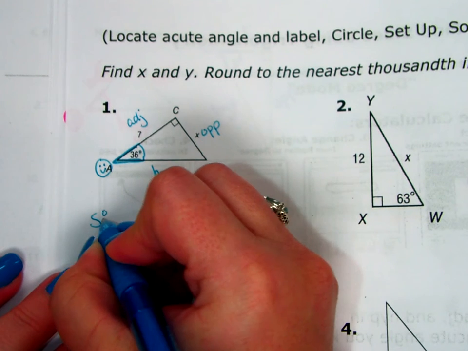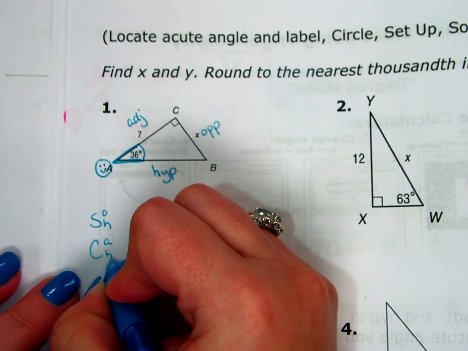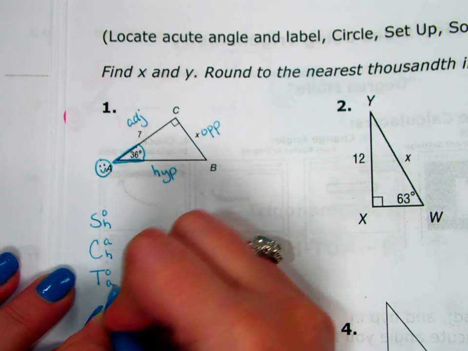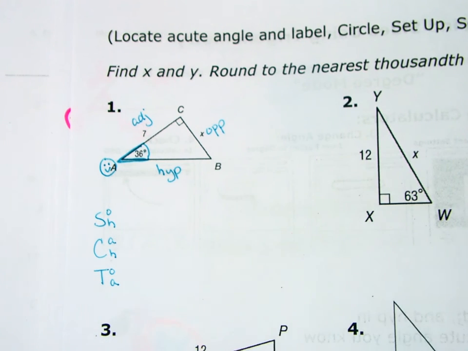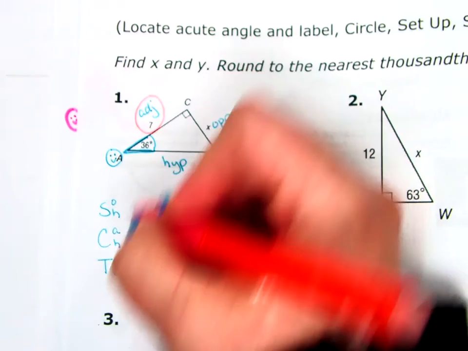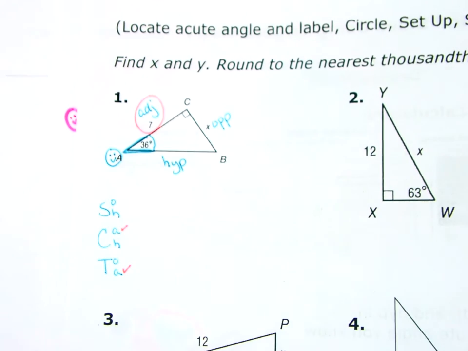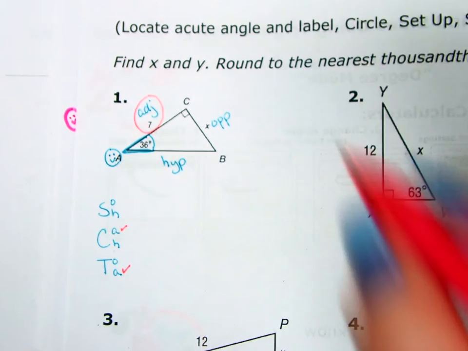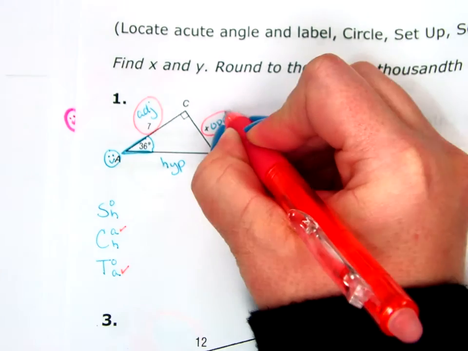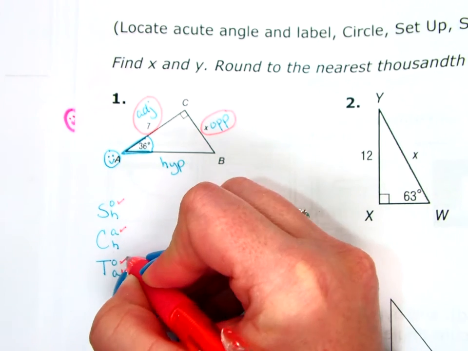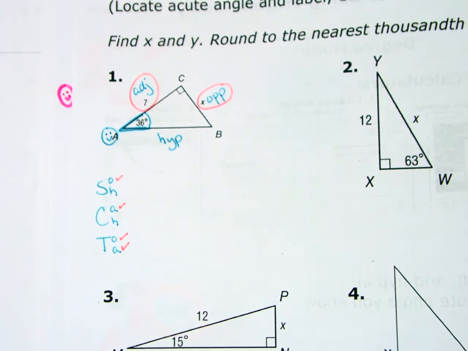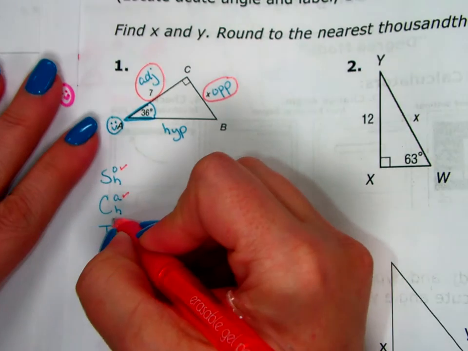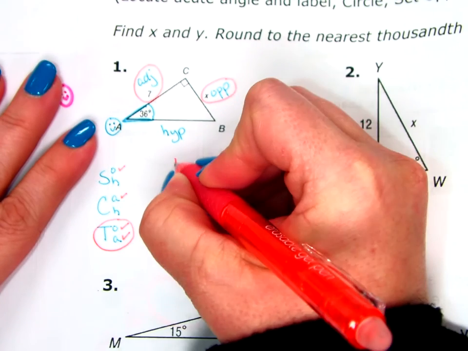Alright, then I'm going to look at SOH CAH TOA. And I'm going to look at the side that I know. Which side do I know how long it is? The adjacent side. So I'm going to put check marks by the A's. Which one do I want to know? The opposite side. So I'm going to put check marks by the O's. So which trig function has two check marks? Sine, cosine, or tangent? Tangent. So that's the one I want to use.